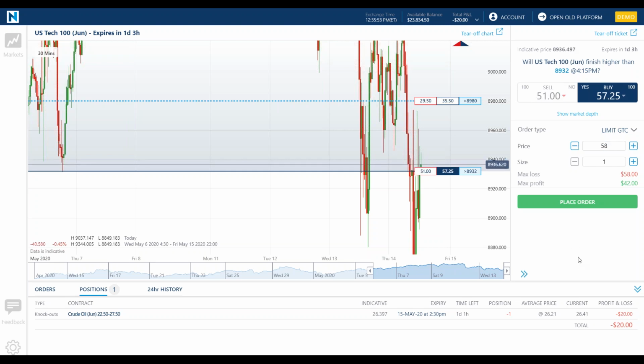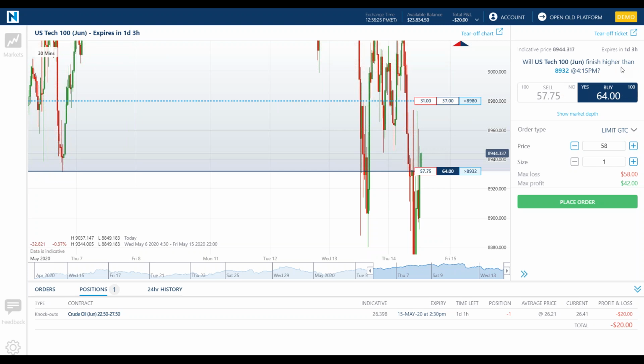The market's ticking all over the place. If I were to pay 58 for one of these, I'm risking $58, and my prediction is that it will settle higher than 89.32. Now, it's got to settle higher than 89.32. For instance, it has to be 89.32.01. If it finishes exactly at 89.32, it's not greater than, and you'll notice it tells you it's a greater than, will finish higher than.